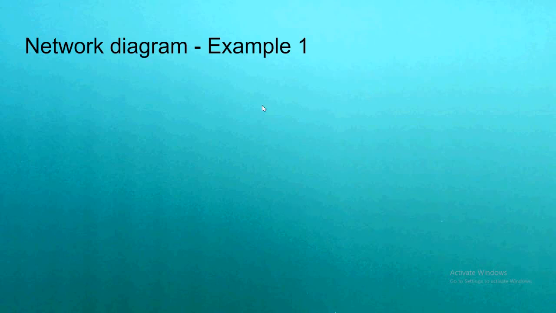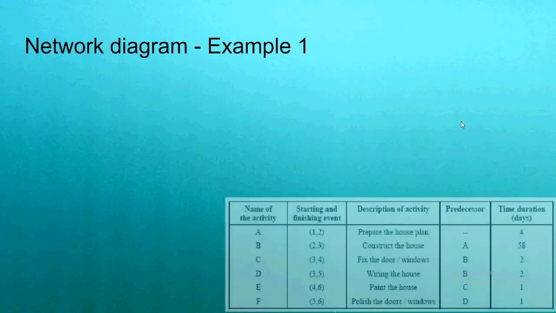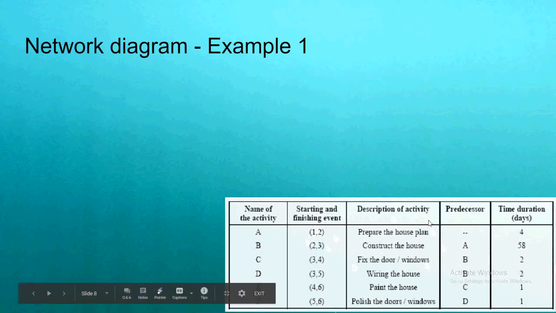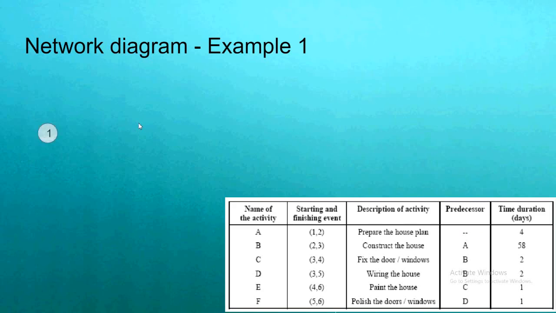Let us draw the network diagram for this example. So for reference, I have copied the same image here. So the activities are A to F. The first activity is prepare the house plan. You can see here there is no predecessor for it. That means that is the starting of the project itself. So the activity A is drawn with event number 1, which is the starting point of the activity A, and it ends with event 2. So I am joining 1 and 2 with an arrow and indicated by activity A.